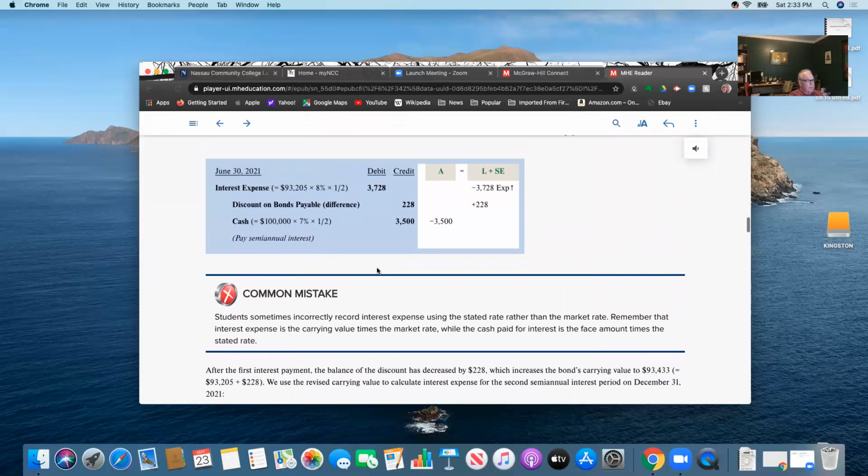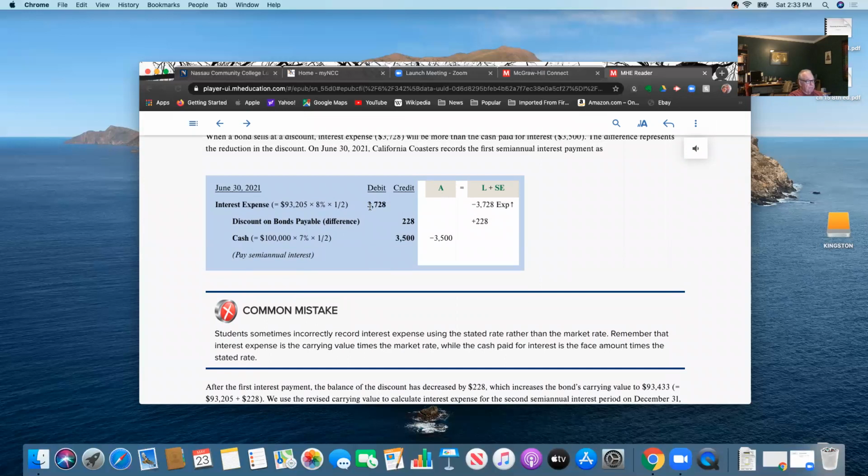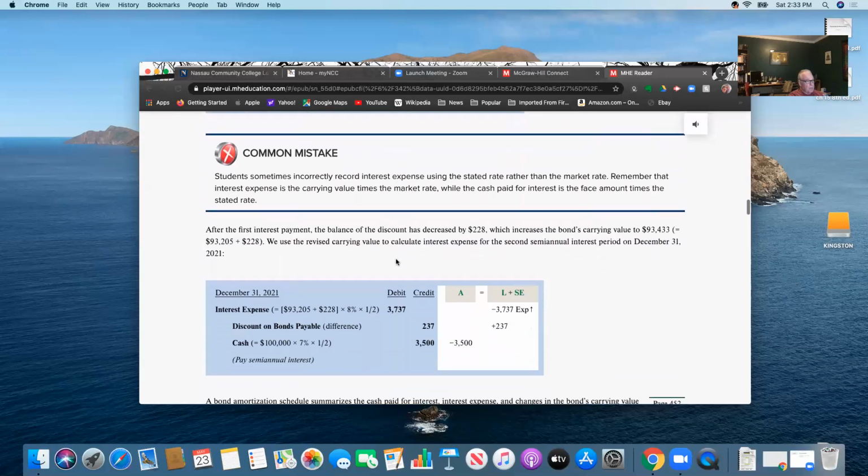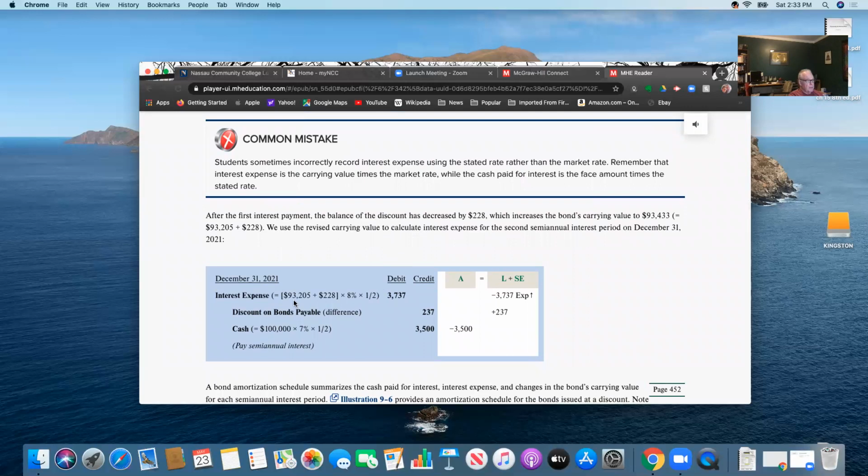Now, every time I make this interest calculation, the carrying value changes. So I'm going to take this $228 and I'm going to add it to the carrying value. Remember the carrying value was 93,205? I'm going to add that. So that'll give me a new carrying value. See what they did? 93,205 plus 228. Multiply that number times 8% times 1/2. 3737 is the debit to interest expense, right?